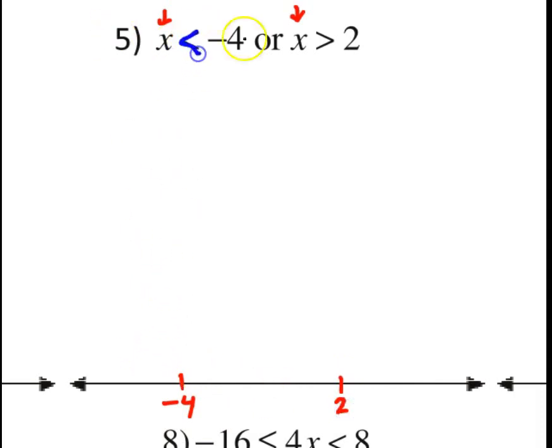Both of these are open circles, no line underneath. So open and to the left, less than, and open to the right. That's greater than. And that's all there is on that.